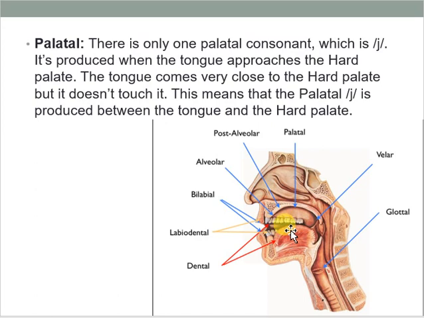The front of the tongue approaches the palate. But it doesn't touch it, of course. There is no touching, it only approaches. I mean, the tongue only approaches the hard palate.